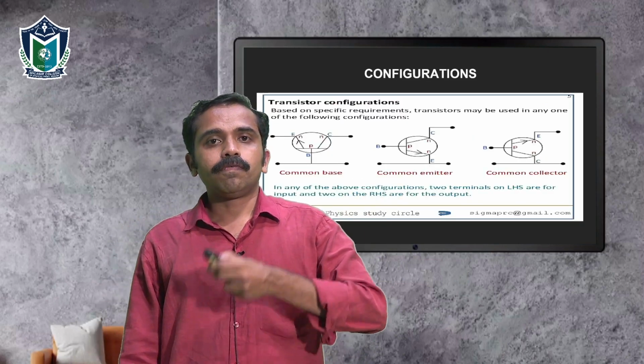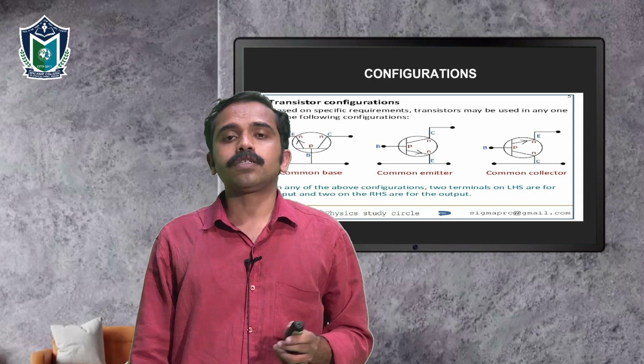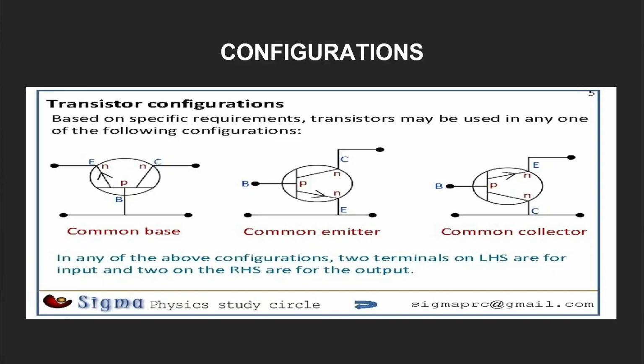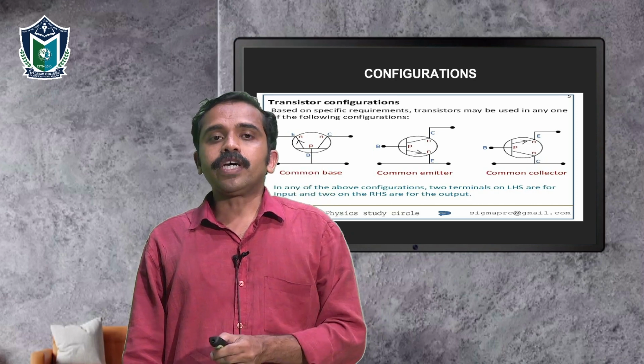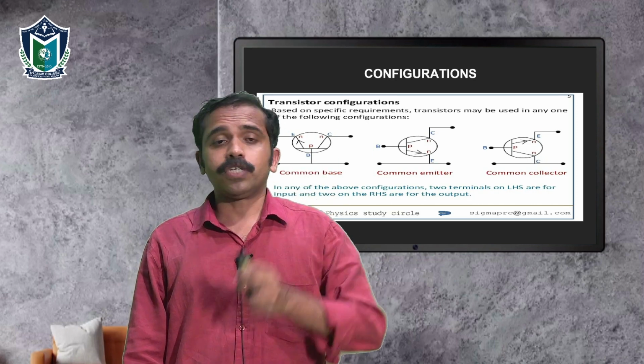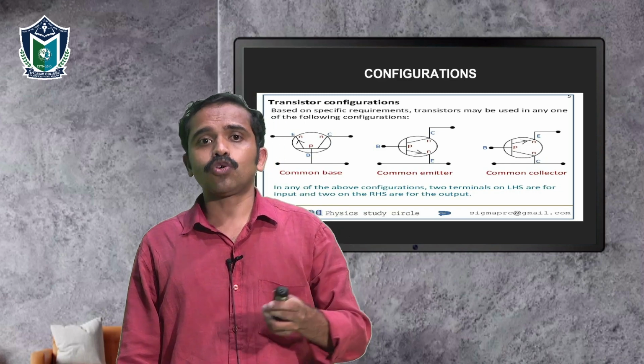Now, we move on to the configuration. Configuration means how we connect the transistors in circuits. Basically, there are three models. One is common base, second one is common emitter, and third one is common collector. From the name itself, common base means base terminal is common to both input and output. We know that for every circuit, there should be an input section and output section. To the input section, we will apply the input signal and we take the response or output from the output terminal.